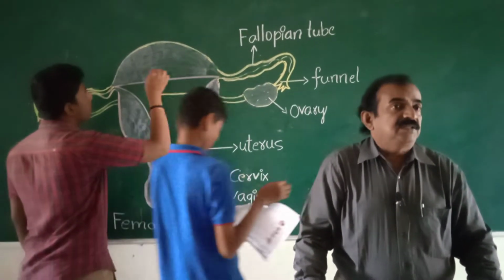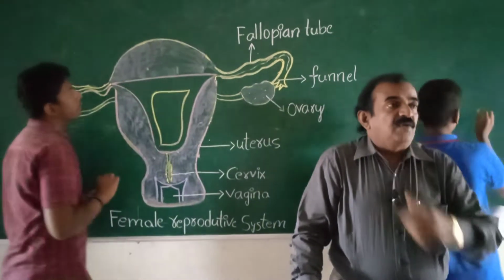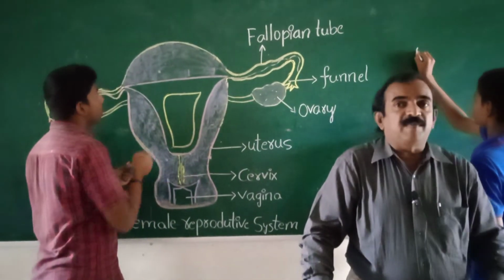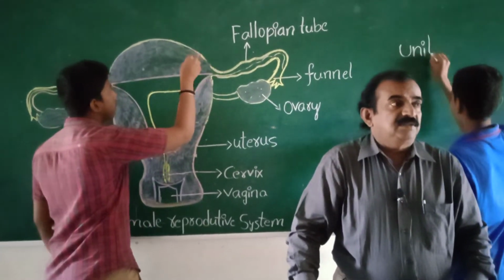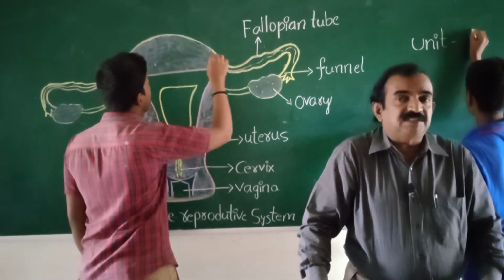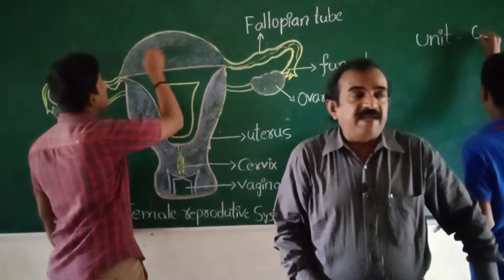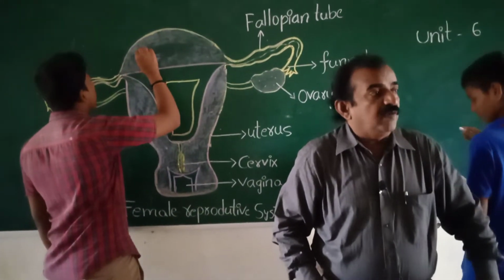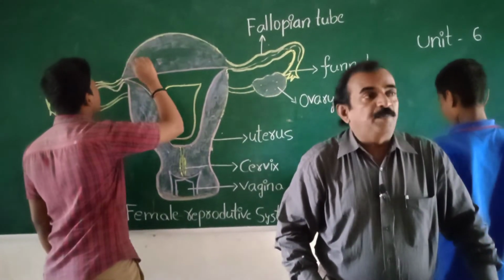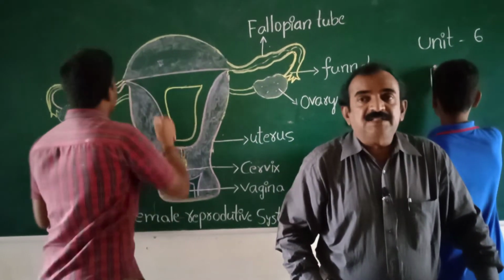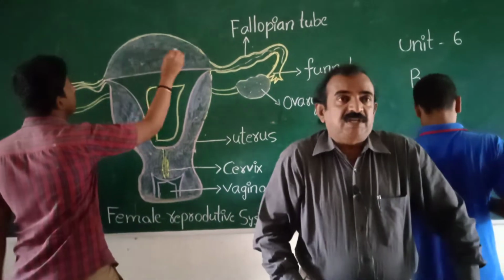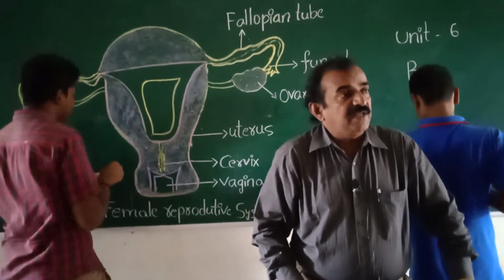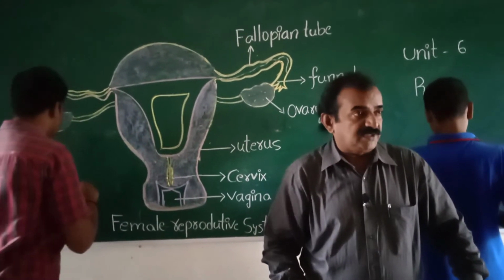Yesterday we discussed the female reproductive system, and there are mainly 5 parts we discussed. So what are they? A pair of ovaries, a pair of fallopian tubes, the uterus, the vagina, and the mammary gland. So these are the parts of the female reproductive system.